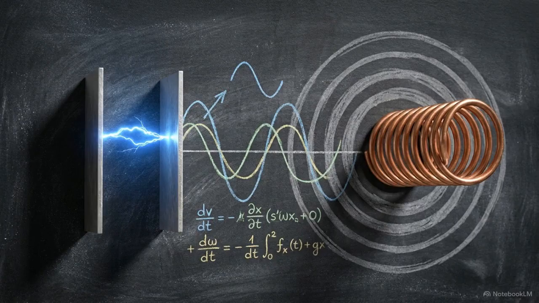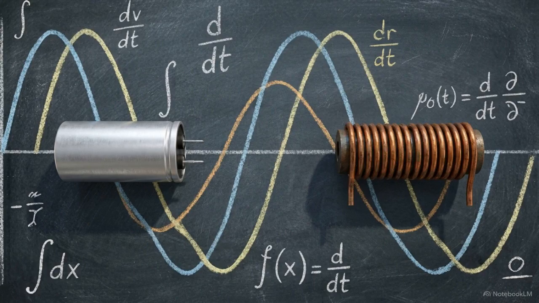Inductors and capacitors behave as exact mathematical opposites. One reacts to changing voltage by generating an electric field. The other reacts to changing current by generating a magnetic field. This symmetrical dualism governs all alternating current behavior.